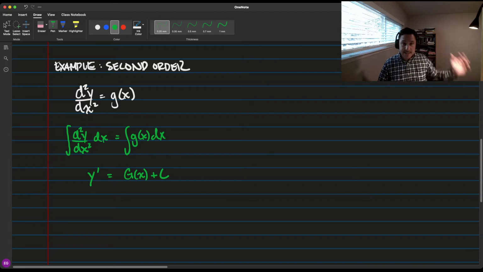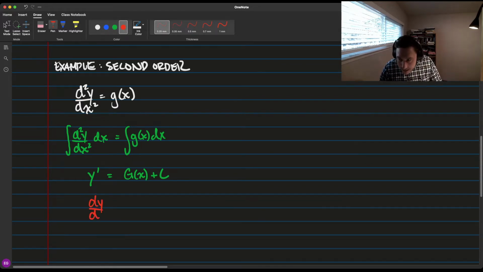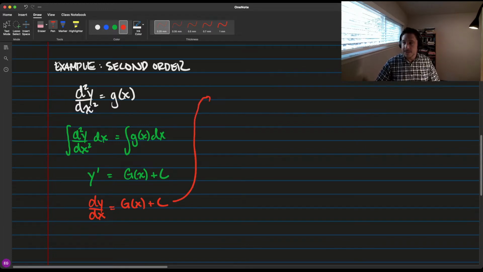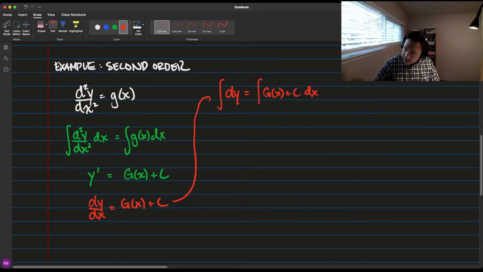Now notice this is another differential equation. It says dy dx equals g of x plus c. You can also solve this. Multiply both sides by dx, you get dy equals g of x plus c dx. And I can integrate that. The antiderivative of dy is your y of x.